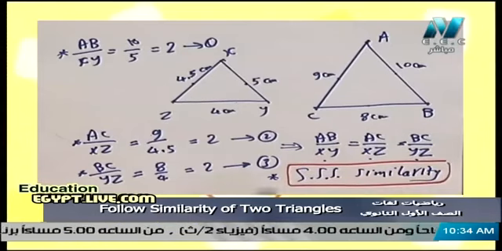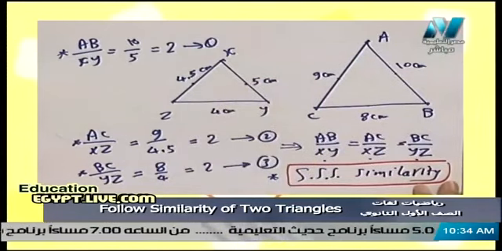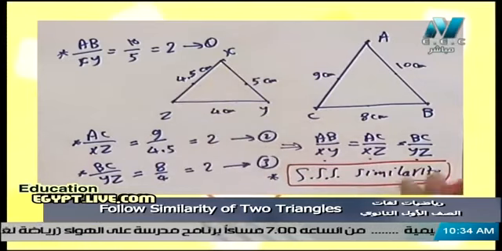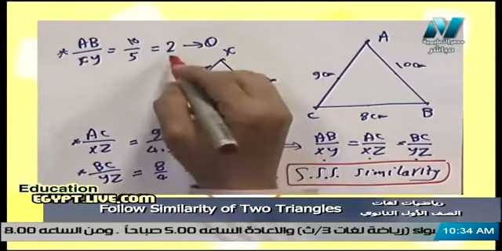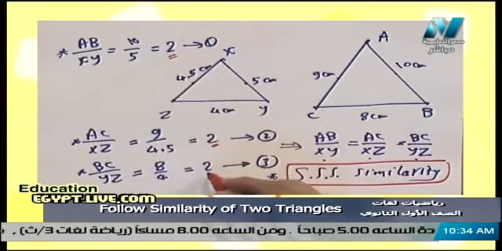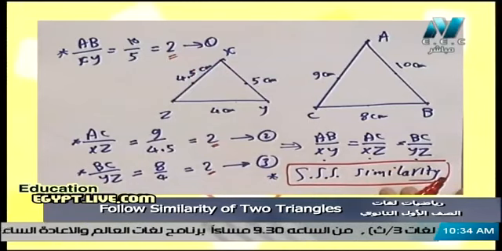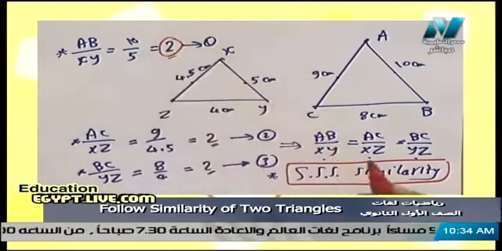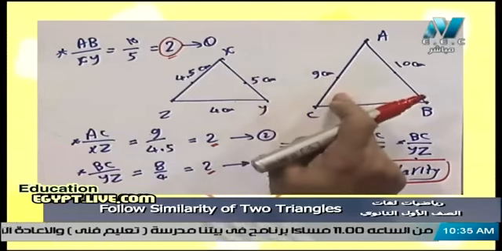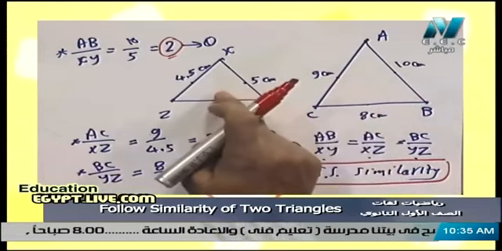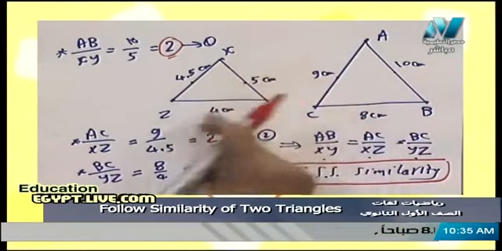SSS similarity deals with the three sides here corresponding to the three sides in the second triangle. And we know that 2 here is called the ratio of similarity, or similarity ratio. Okay, and because it's greater than 1, then this triangle will be an enlargement. Triangle ABC here is an enlargement of triangle XYZ.